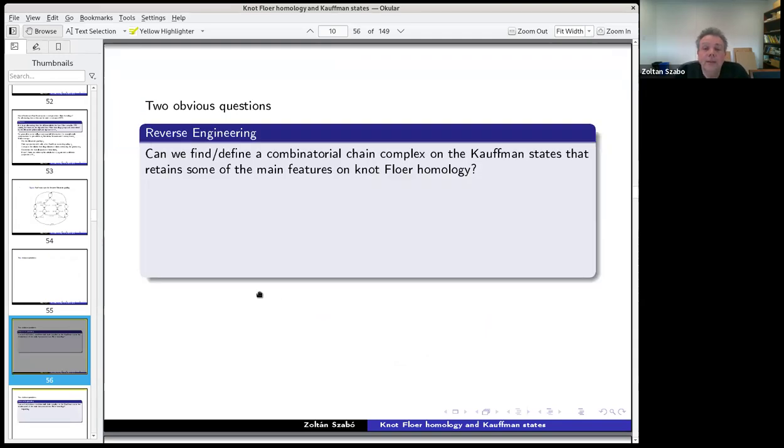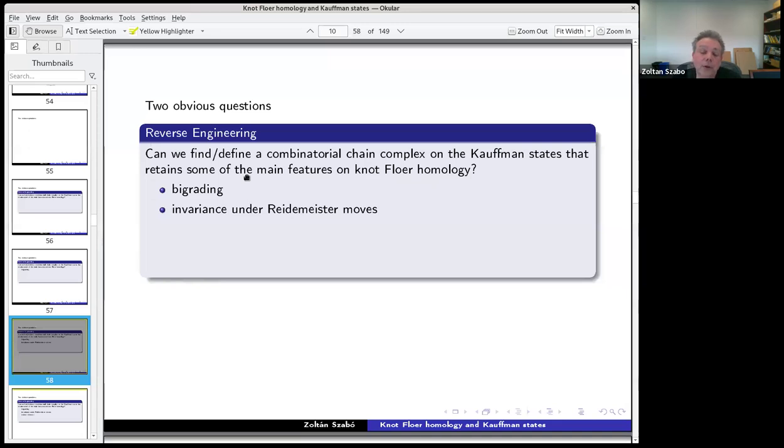The first one, I think, is very interesting, and in its full generality, it's still not answered. Suppose we know what knot Floer homology does. For any knot projection, you have a chain complex generated by Kauffman states. You know the bigrading. All you need to do to solve this problem is to come up with your own definition of the boundary map between Kauffman states, preferably satisfying some properties. So you certainly want a chain complex. You want the Kauffman states to satisfy the bigrading formula, because we know that's true for knot Floer homology.